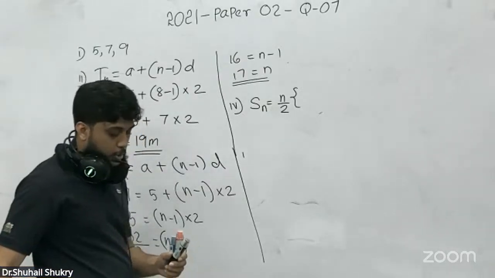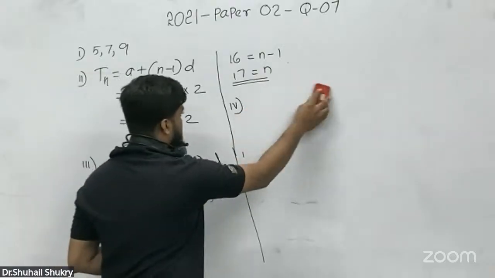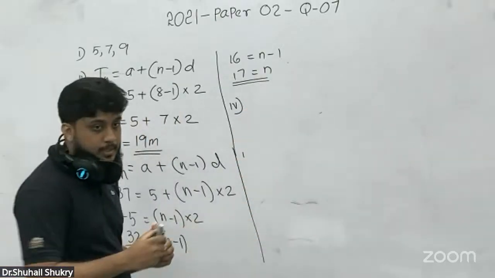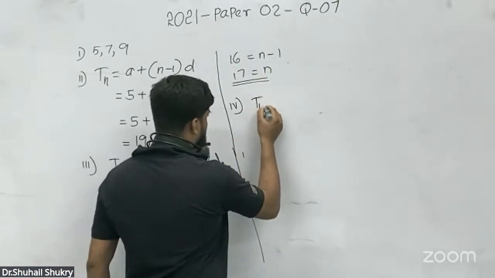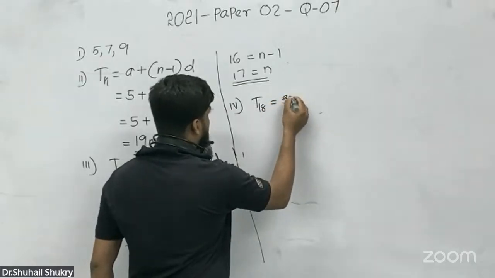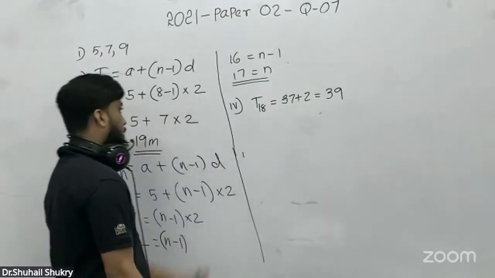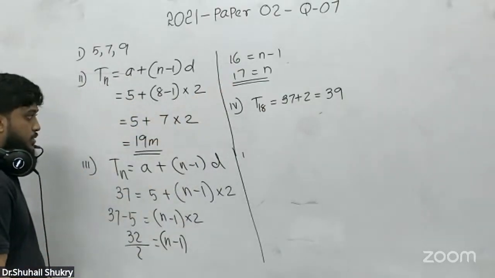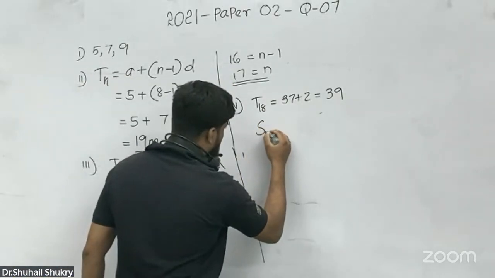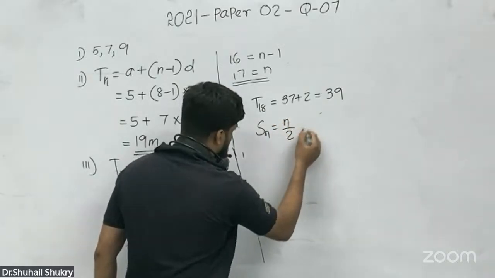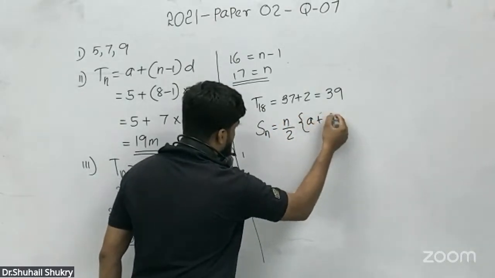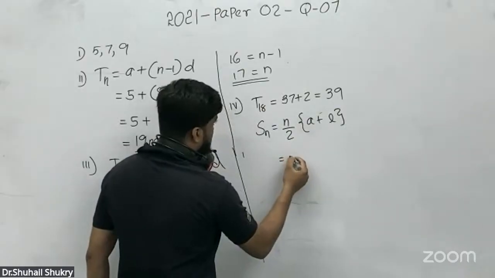Again, when I'm going to do, I can write like this. T18 is equal to 37 plus 2, you can write and you can show 39, because the 17th term value is only 37. So I can use this Sn formula. Sn equals n over 2 times a plus L, directly I can use here. n means which term? 18 divided by 2.